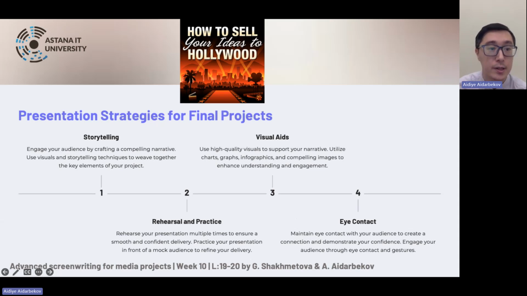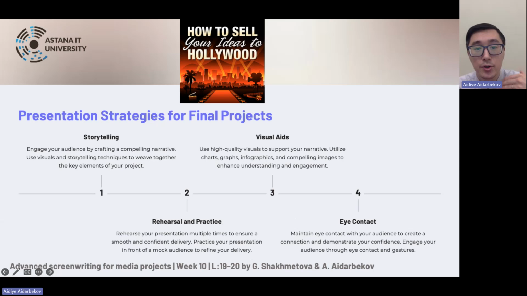So storytelling, firstly. You need to engage your audience by crafting a compelling narrative. Use visual and storytelling techniques to weave together the key elements of your project. So here, what we did in this course, we tried to understand how to write, how to write well. Mostly the first important thing for the audience, but also for producers and for investors, is our story. If it's interesting for them, then it will be interesting for the whole world. So think about it.